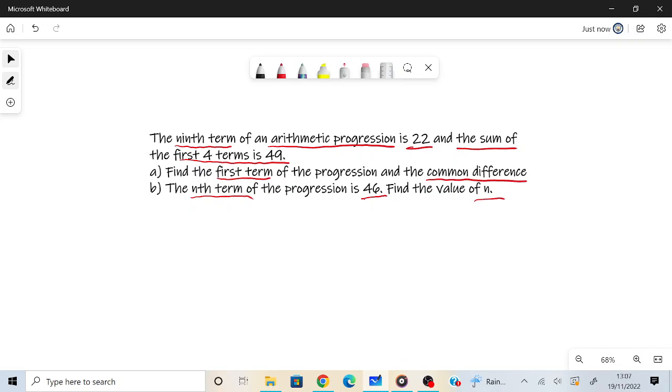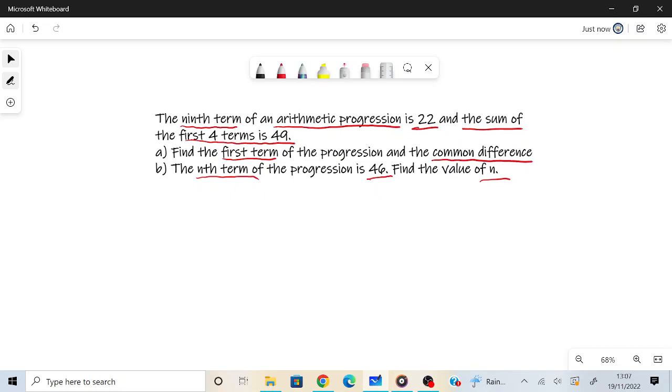So let's draw our information out of this question. It says the 9th term of an arithmetic progression is 22. So the 9th term, as soon as you hear that, you should know that the 9th term of an arithmetic progression is a plus 8d. And it said that it's 22. a plus 8d equals 22. We have an equation, but we don't know our a and we don't know our d.